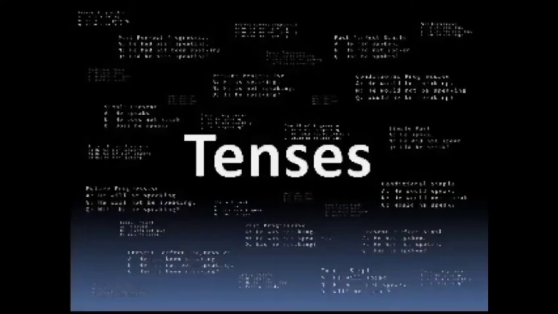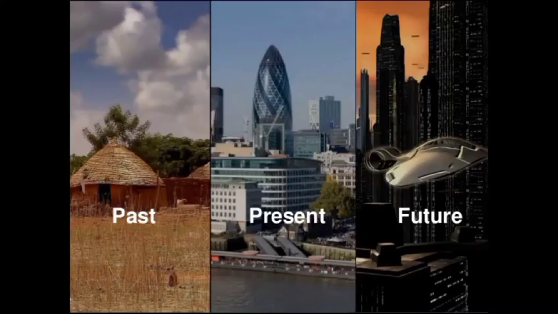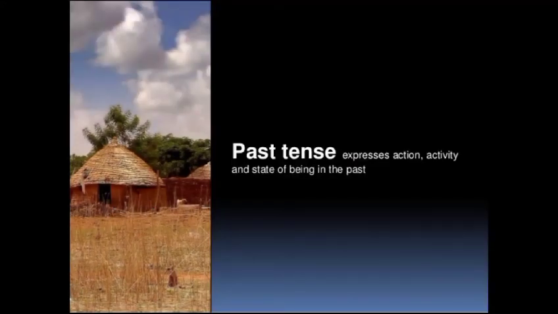So today we will be covering our tenses part from the English lectures. We will be covering all the tenses in today's class. First of all, we need to know what is tense: a category of verbal inflection expressing the time at, during, or over which the state or action is presented. We have three types of tenses: past, present, and future. We will be covering all the categories as well.